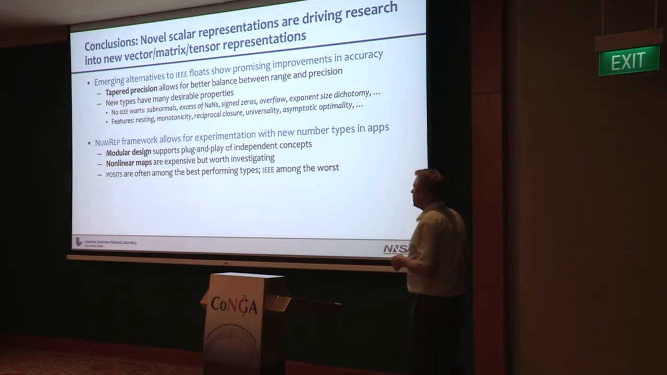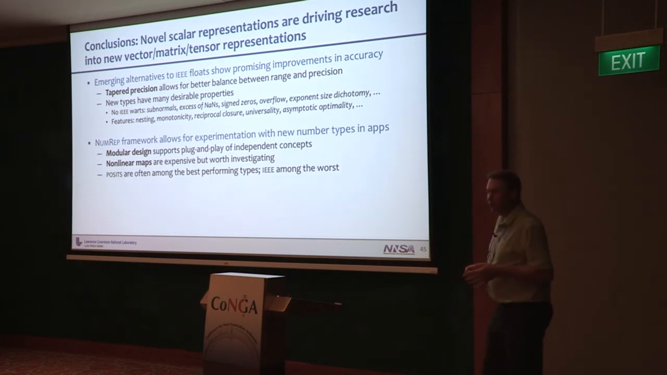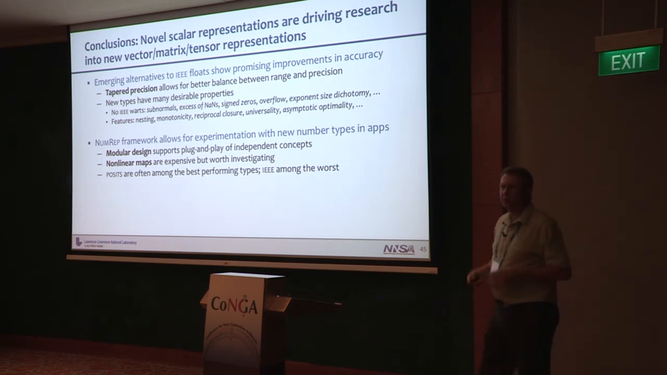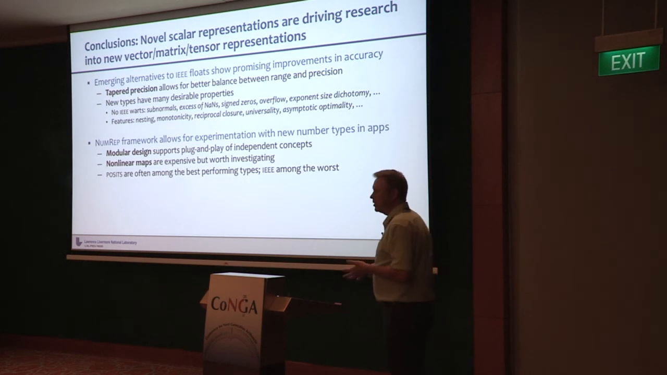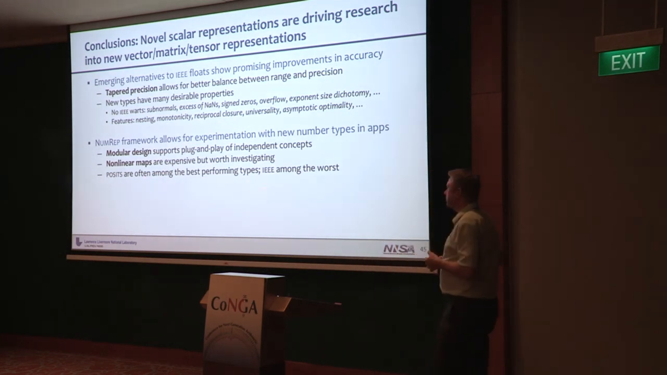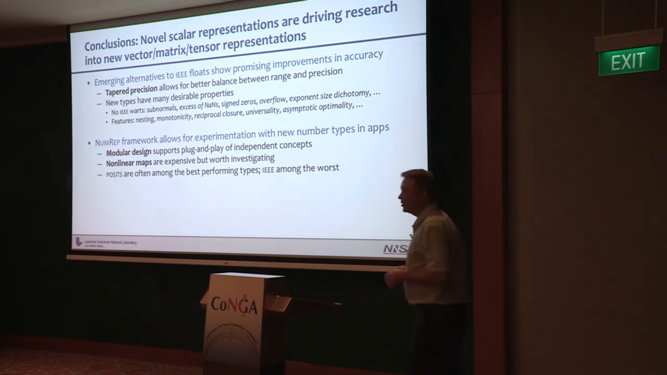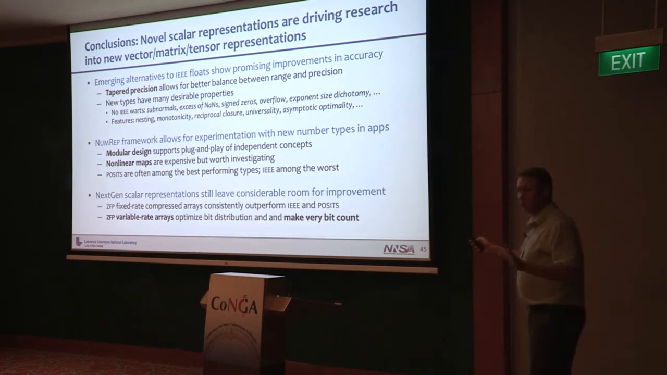These nonlinear maps are quite expensive. We probably won't see them in hardware, but I think it's worth investigating whether we can use some approximation to these nonlinear maps that's more hardware friendly, because in many applications they actually do matter. We've seen that posits are almost universally among the best ones. IEEE are consistently among the worst. Kind of interesting, huh? And we've seen this in lots of different applications.